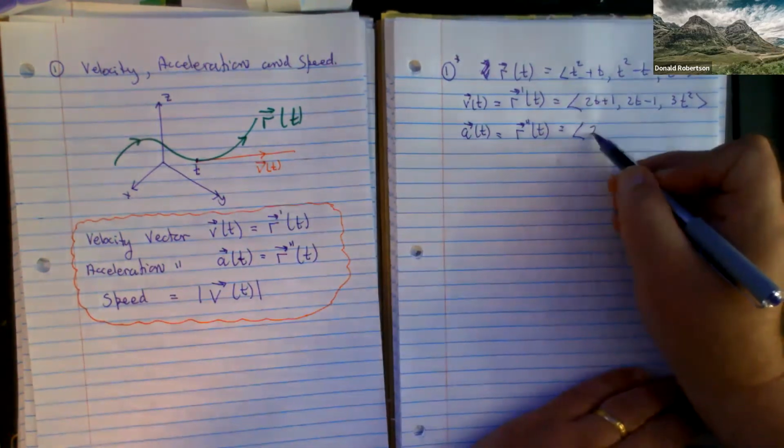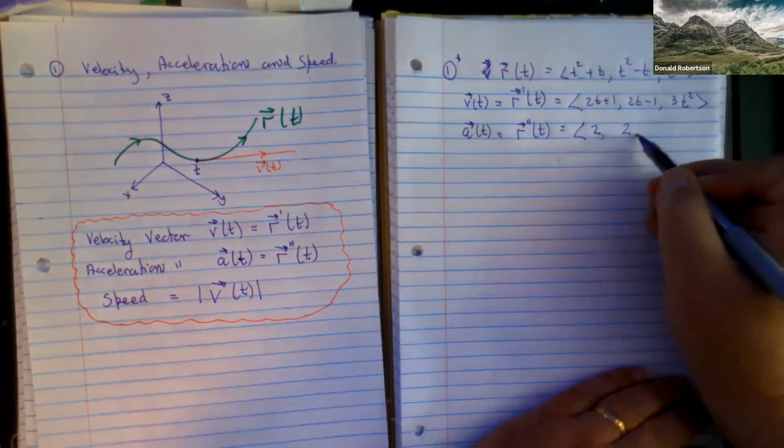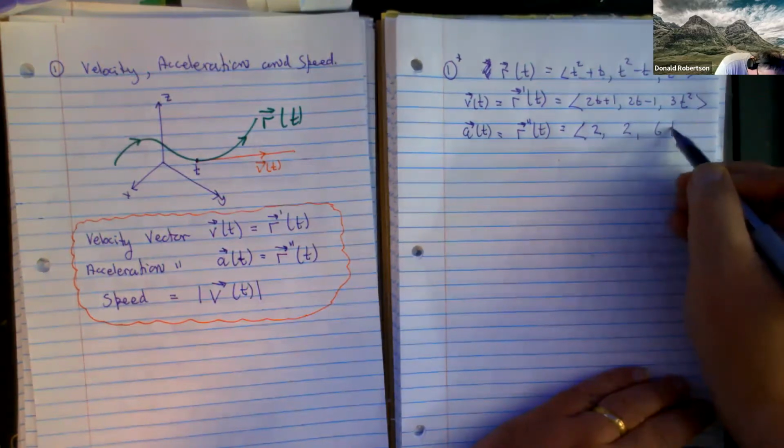If you differentiate this guy, you get 2. You differentiate this guy, you get 2. And you differentiate this guy, you get 6t.